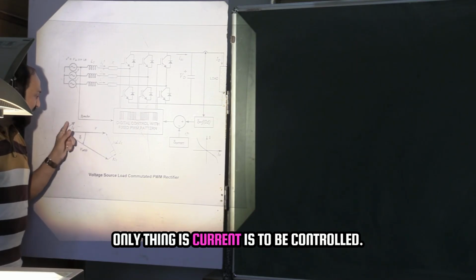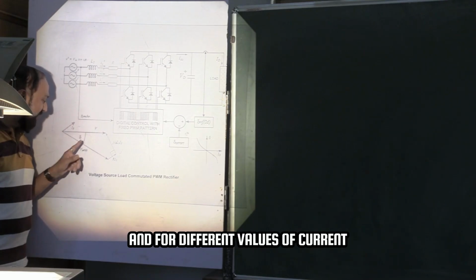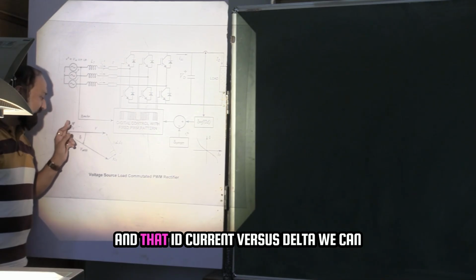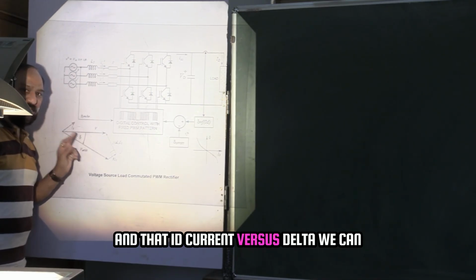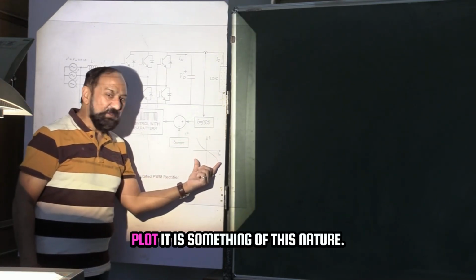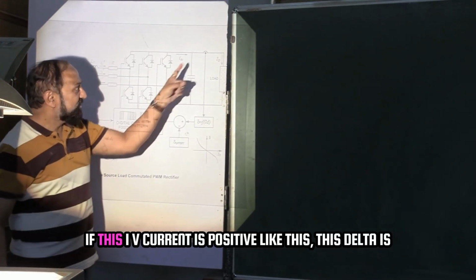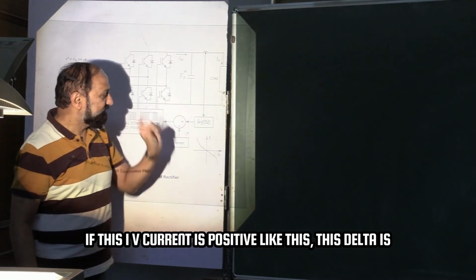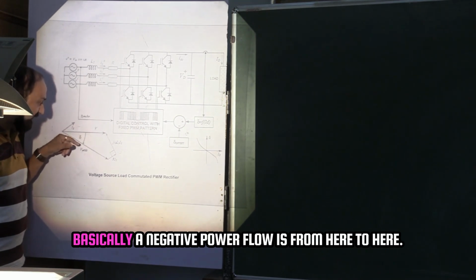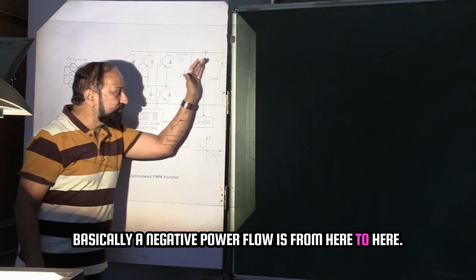The only thing is current is to be controlled, and for different values of current, we can find out what should be the angle delta. And that ID current versus delta we can plot. It is something of this nature. If this ID current is positive like this, delta is basically negative. Power flow is from here to here.